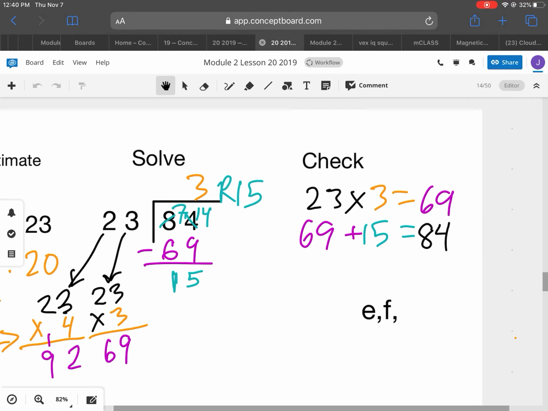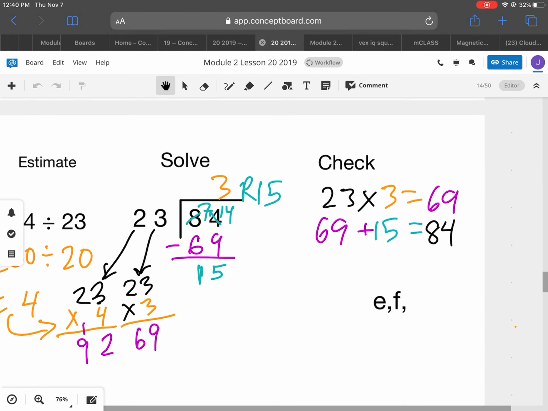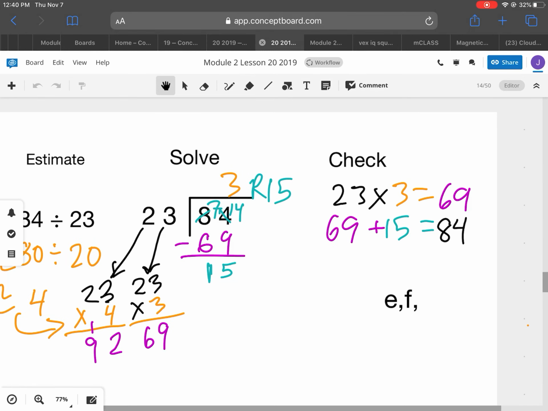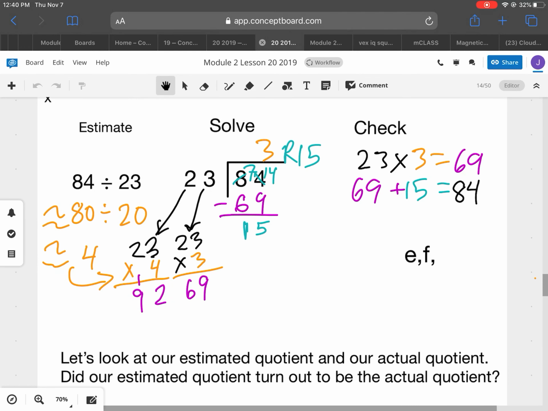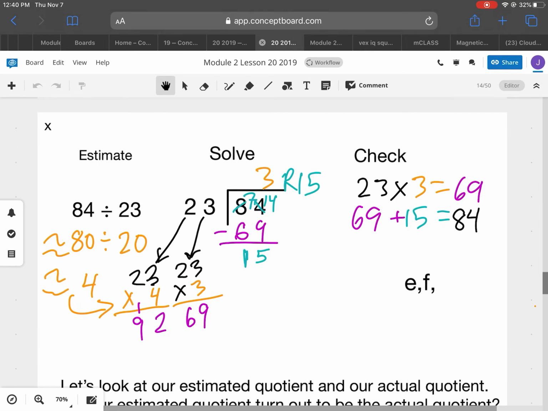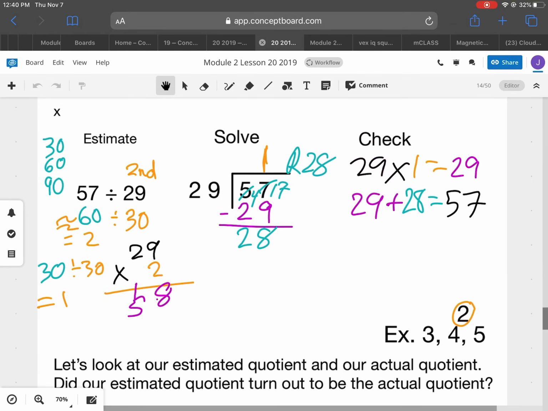Alright, and then we had to do our check. 23 times 3 is 69. 69 plus 15 is 84. So here's an example where our estimation quotient turned out it was not our actual quotient. So our estimation did help us to get close. Instead of 4, it became 3. It could also go up sometimes. So it could have been 5 also. There's a chance of going up. So let's go ahead and look at a couple new problems.